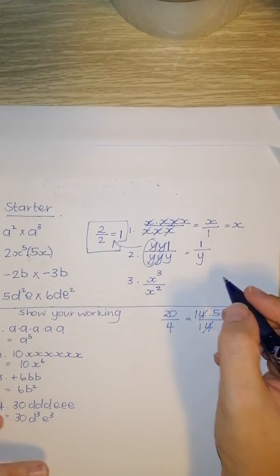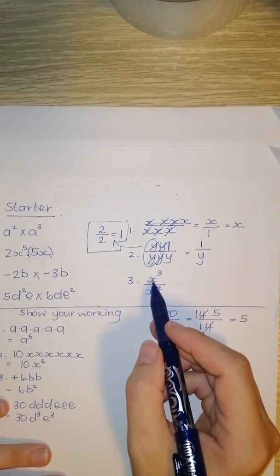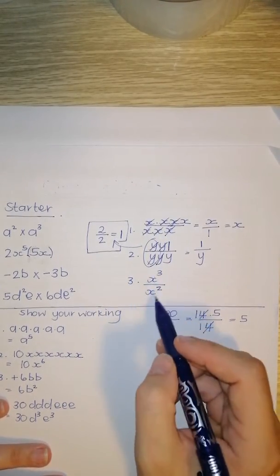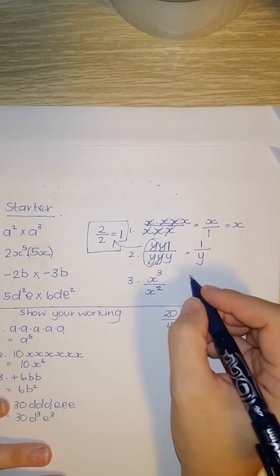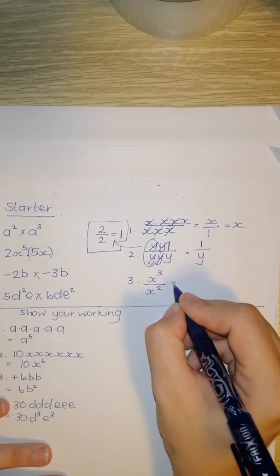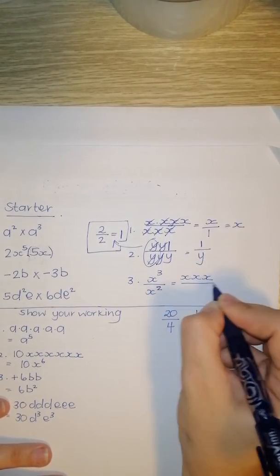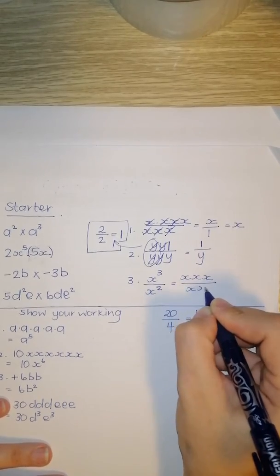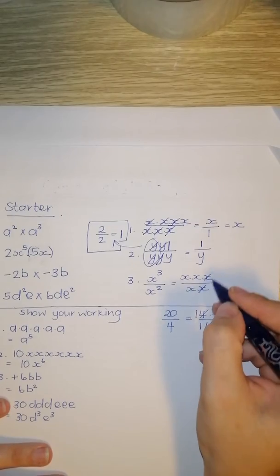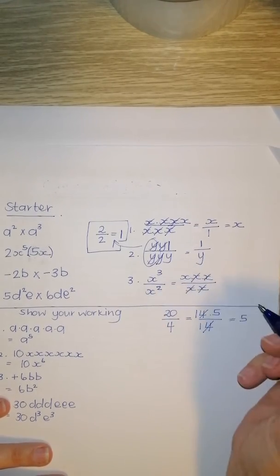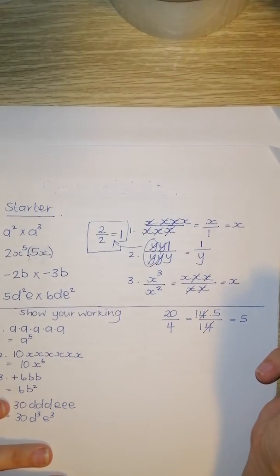Right, in the next question, instead of having the expanded version, I've got a power, x to the power of 3 over x to the power of 2. To simplify this more easily, you can write it in expanded form first, x to the power of 3, x to the power of 2, and then again the number divided by itself results in 1, and 1 again, and we have x.